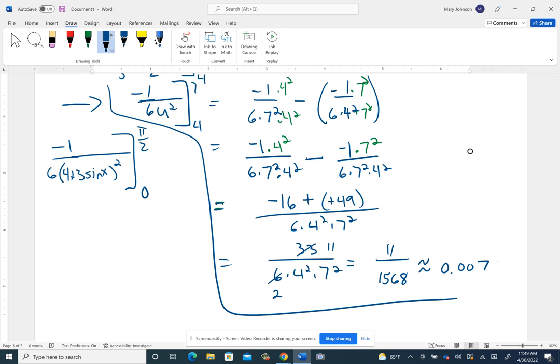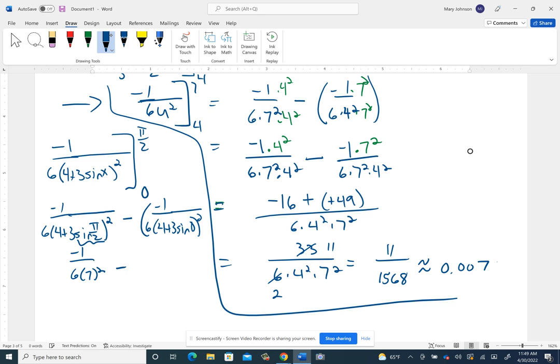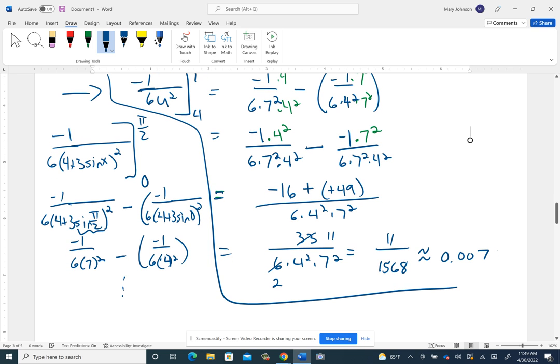So if you did that, it's like you'd be calculating the value of the sine function at the pi over 2, and then subtracting from that this. Squared. And so you'd still get the negative 1 over 6 times 7 squared here, because sine of pi over 2 would be 1. And here you'd get 6 times 4 squared, because sine of 0 is 0. And then from there, you already saw how we worked it out.